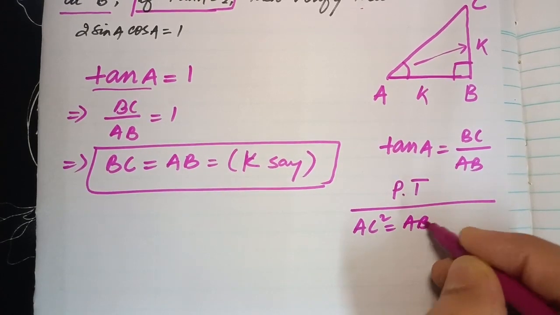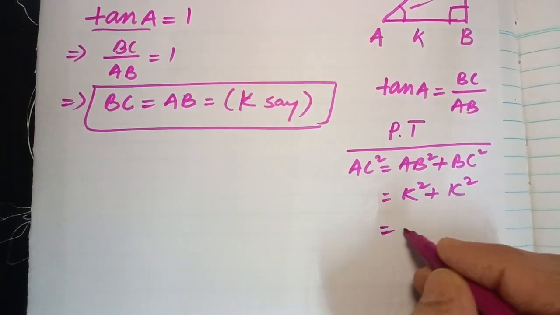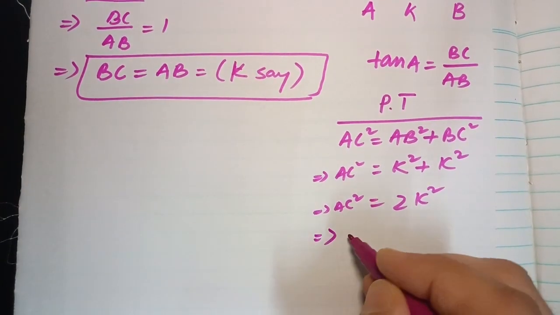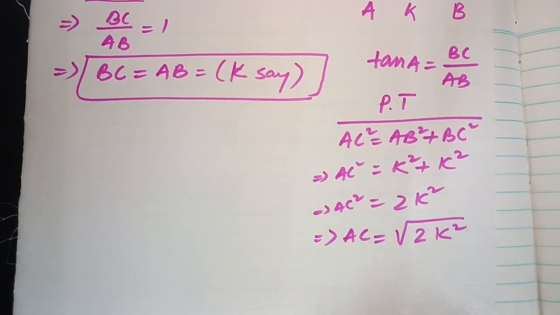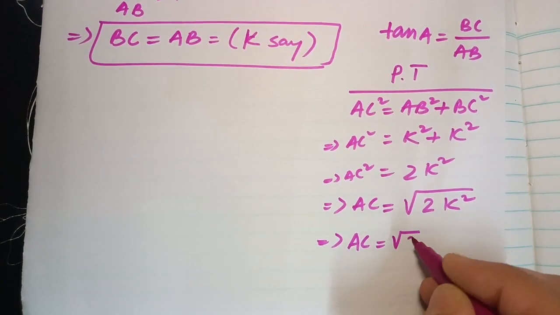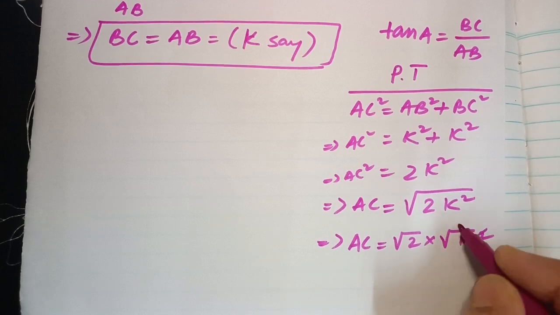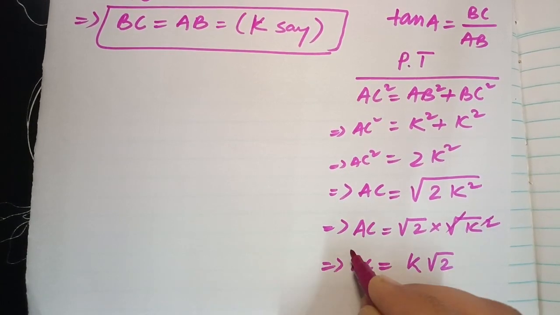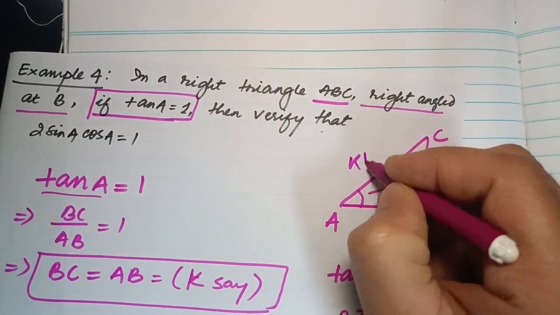AC square is equal to AB square plus BC square, and we know the value of AB is k and BC is k, so AB square plus BC square is k square plus k square. How many k squares are there? 2k square are there, and this is AC square. Now if I take this square to the right side, it will become root over 2k square, but this k will come out and 2 will remain inside. Why? Because I can write this like this, and I can write it like this also. I'm just writing it to make you understand; later on I will write it directly. You have to cancel these two, and then root 2 k will come in front, and this will become your AC. Now the process of finding AC is also completed. The value of AC is k root 2.